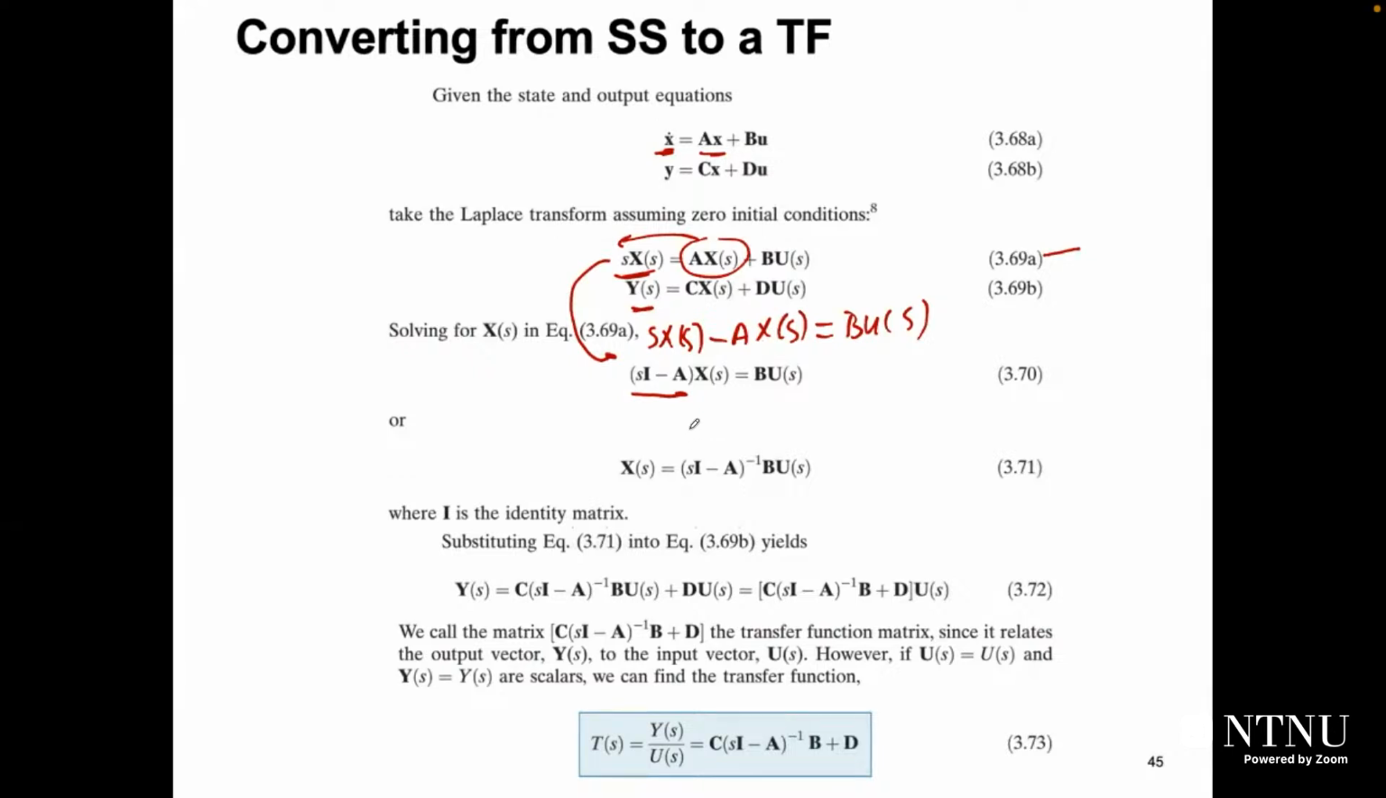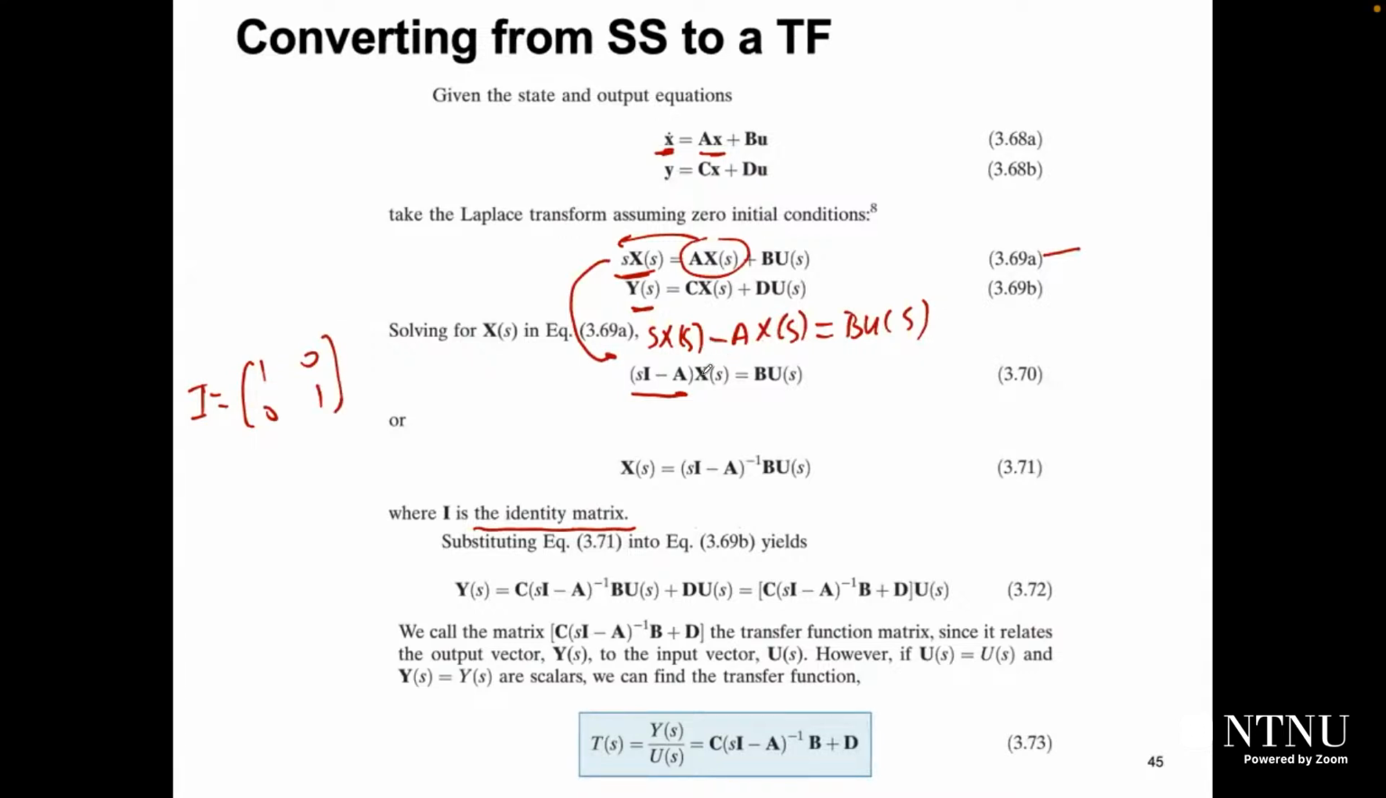matrices. When we are dealing with matrices, I cannot say that this is s minus A, because s is a scalar, but I is the unity matrix. So we need to say it's sI minus A, where I is a unity matrix, an identity matrix. So if A, for example, is 2 by 2, I should be 1, 0, 0, 1. It will be like this.